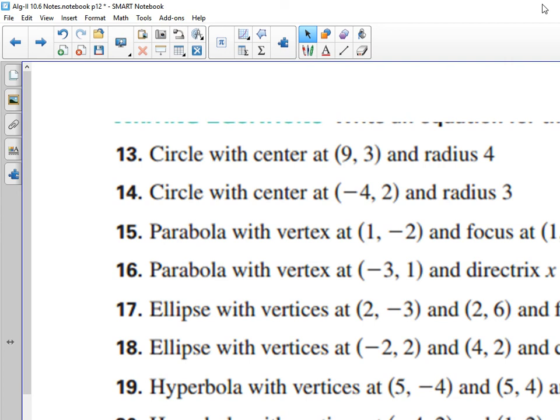Gotta leave you something to learn and freak out. We're actually going to use something very similar to that in about 2.5 months or so, because that idea of the slant asymptote, you get that with polynomials. See you guys.